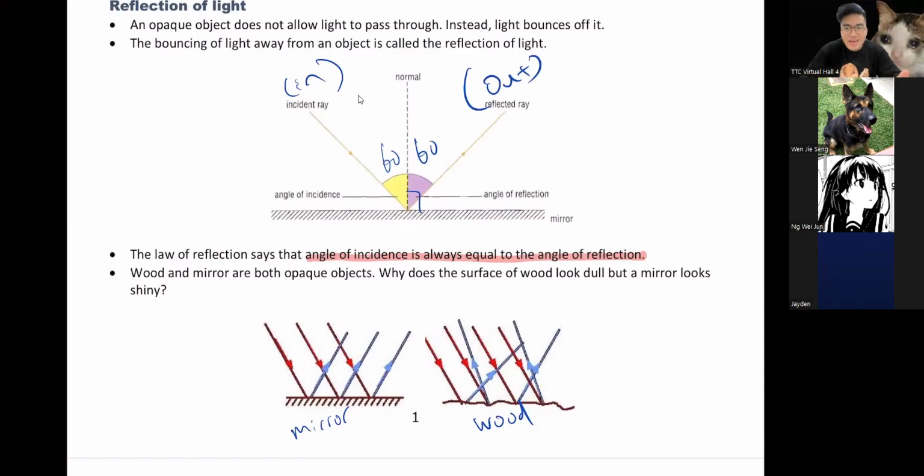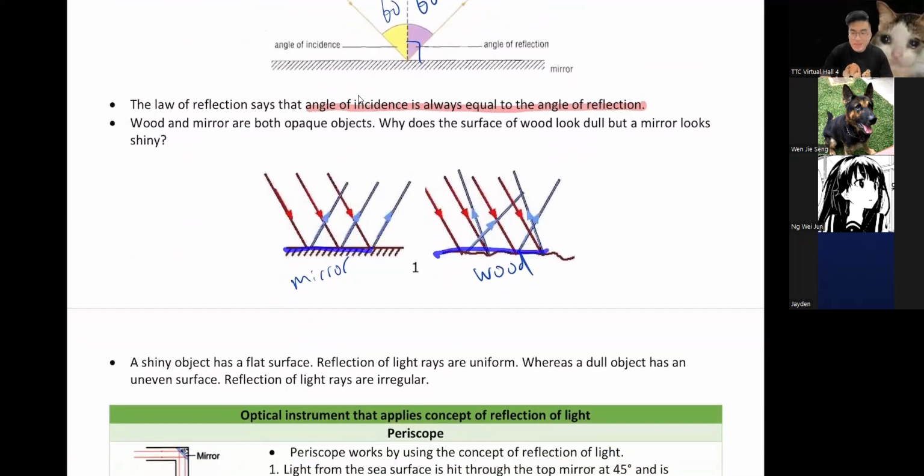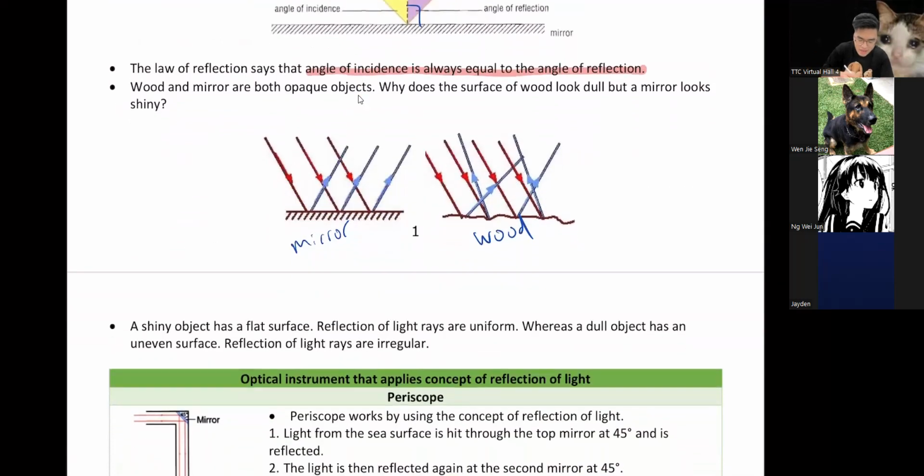Why? Why is it like that? Why is mirror shiny, wood not shiny? Why is new car shiny, but old car not shiny? Okay, everything has to do with the surface. Okay, can you see? Can you see mirror has a very flat surface? That's the surface. So you see, a shiny object has a flat surface, as you can see here.